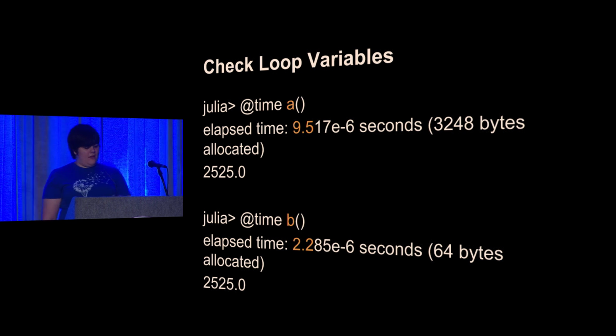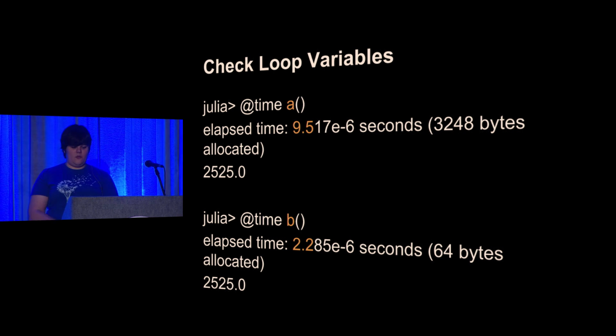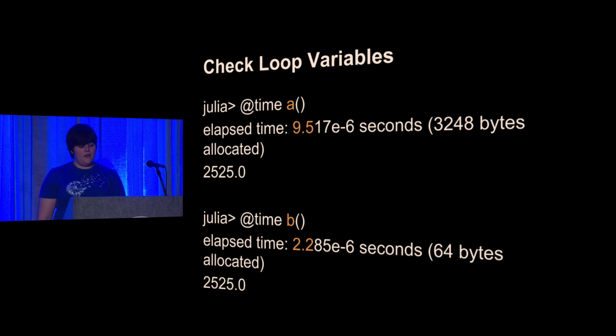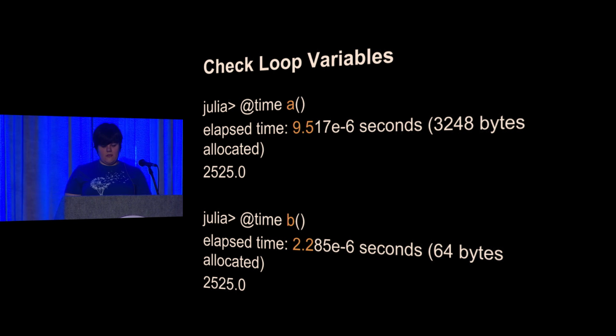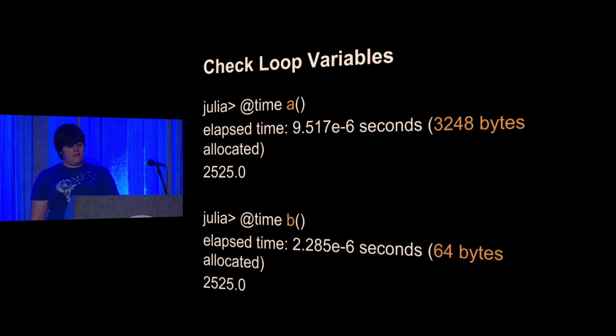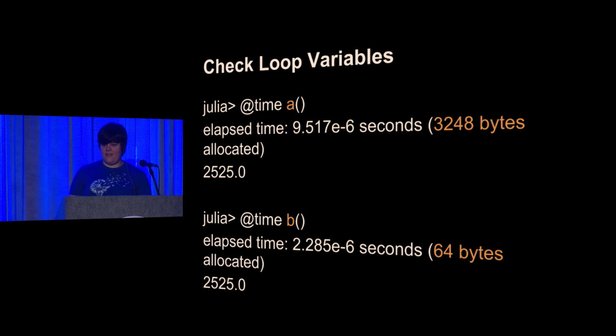However, if you look at the times, A is 9.5 microseconds, B is 2.2 microseconds. Only 100 times through my loop, so both are really fast. Can't really read that much into the numbers. A looks slower. But look at that memory. We're also getting bytes allocated as part of the output of @time. A has about 3 kilobytes, and B has 64 bytes.